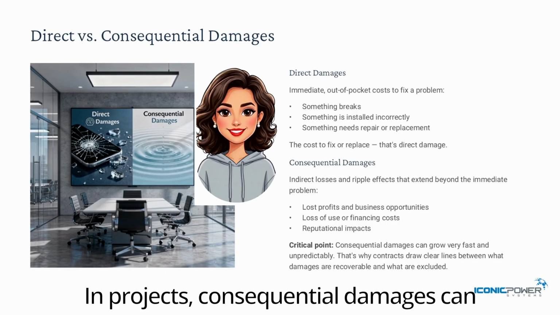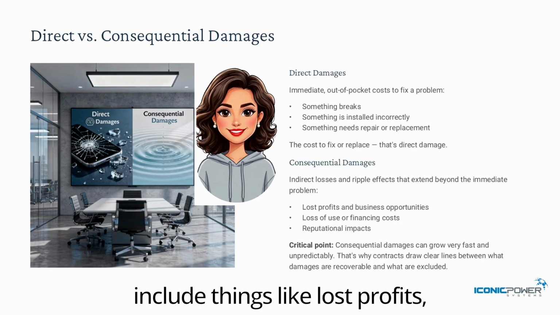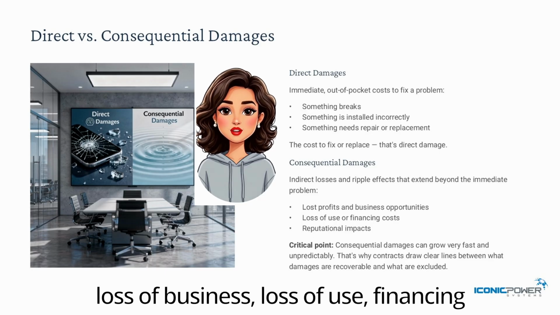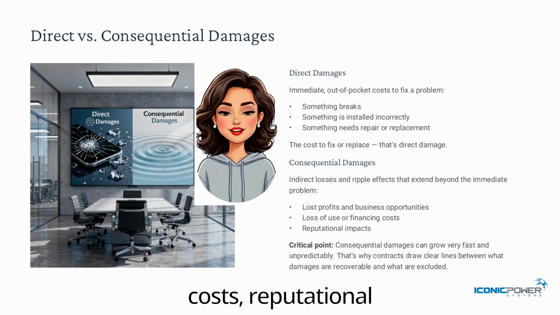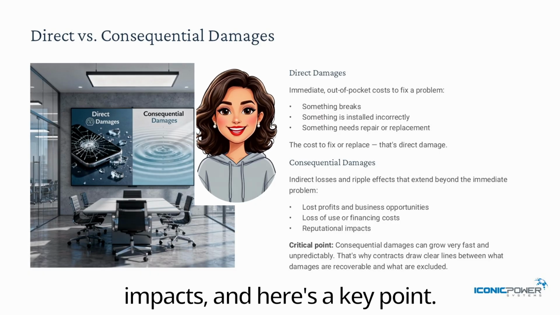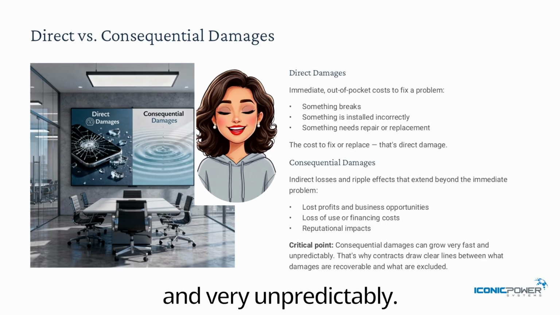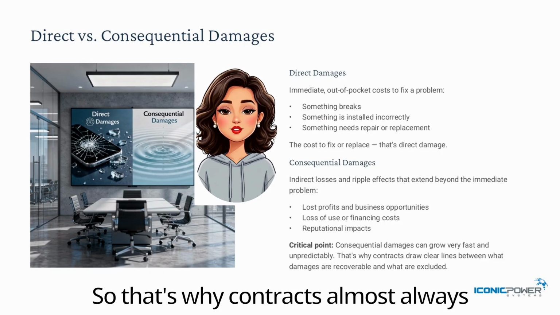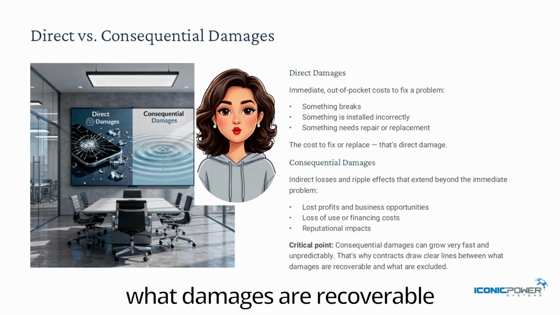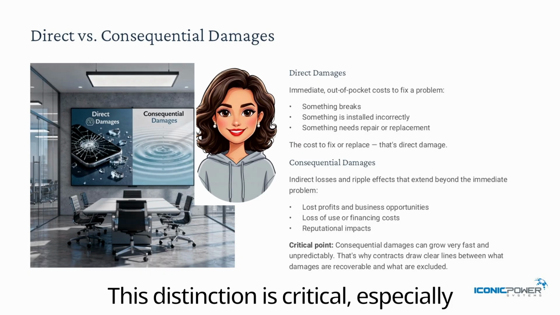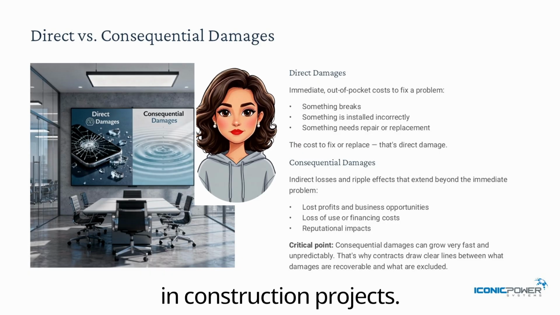In projects, consequential damages can include things like lost profits, loss of business, loss of use, financing costs, reputational impacts, and here's a key point. Consequential damages can grow very fast and very unpredictably. So that's why contracts almost always draw a clear line between what damages are recoverable and what damages are excluded. This distinction is critical, especially in construction projects.